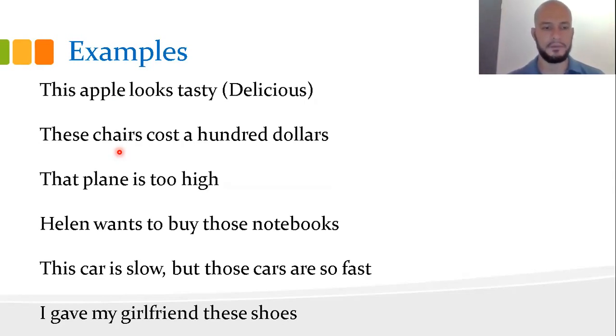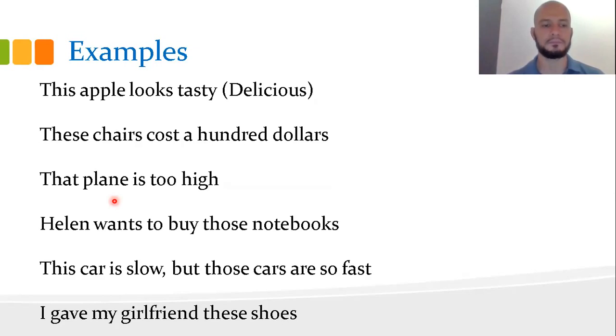We have plane. This is a singular noun, but on this occasion, the plane is not close to me. Let's say that it's far away. It's pretty high in the sky. I cannot reach it easily. So that's why I have decided to use that in this case. That plane is too high.